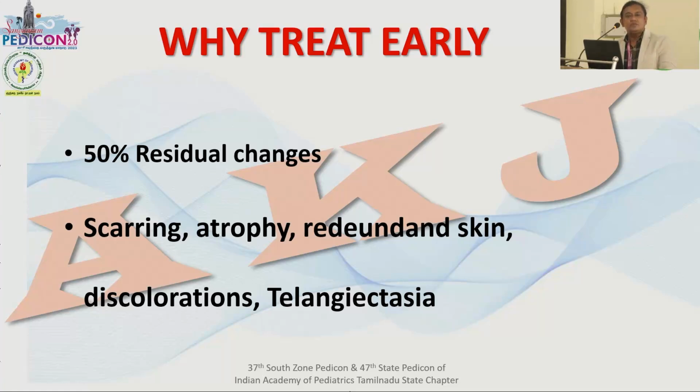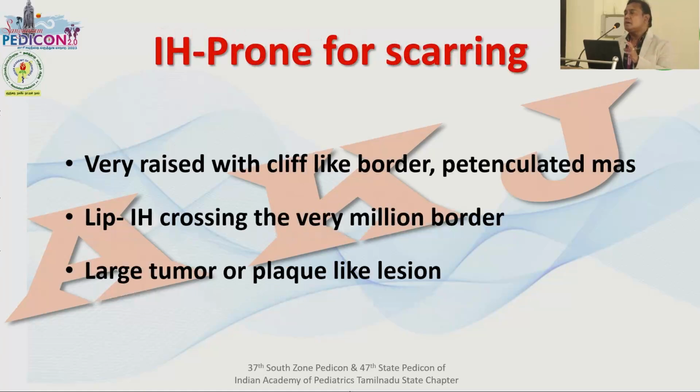The least you are expected to do is to take a clinical picture and ask them to come back after a month. I'm not talking about the high-risk hemangioma. High-risk hemangioma requires intervention immediately. If you see any hemangioma which does not require immediate attention, please take a picture and follow it up every month. And these are the IH which are prone to scarring.